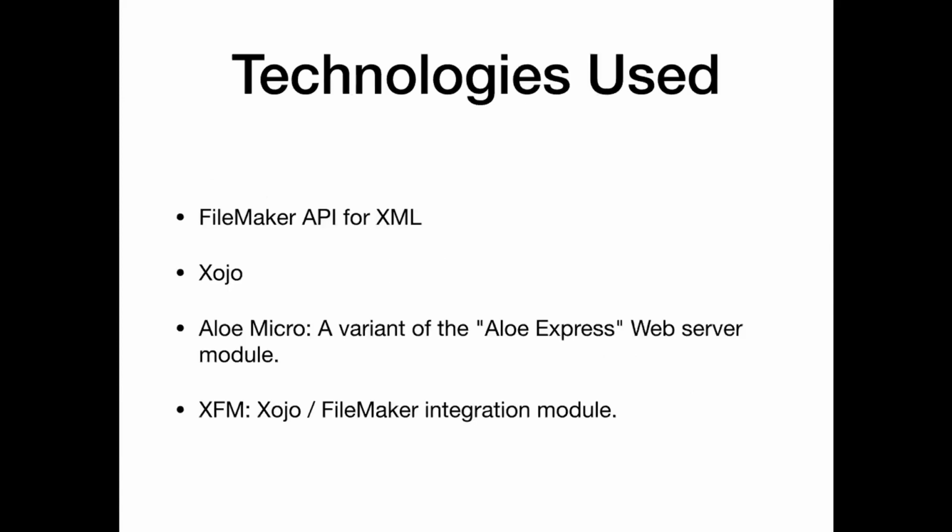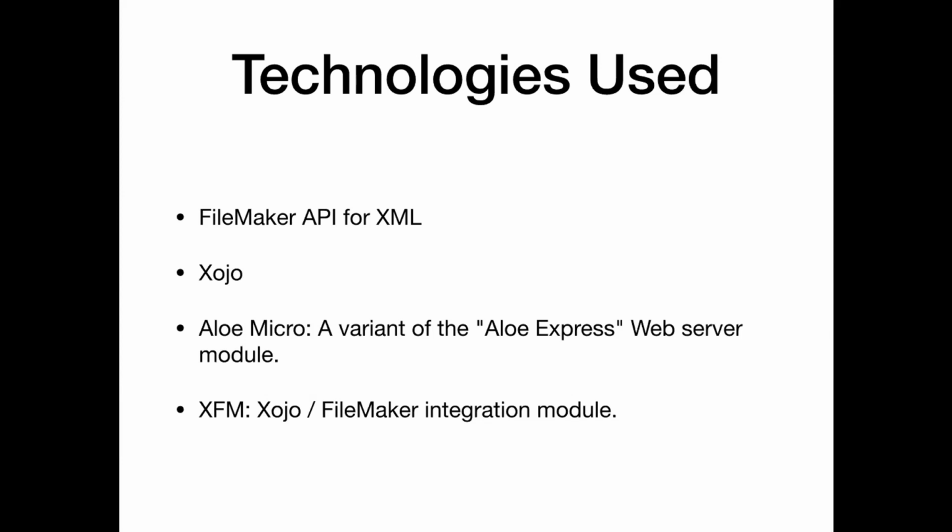giving you access to information about the database itself, which can be helpful depending on what you're doing. So the technologies that Temper was built on, obviously, I need a way to access the data in FileMaker, and so under the hood, it's actually making API calls using the FileMaker API for XML, which I'll talk about more in just a moment, why that's important. Again, it was built with Xojo, and inside of Temper, you'll find that there's a module called Allo Micro, which is essentially a sort of streamlined version of Allo Express, which is a web server module that I've released. The Allo Micro module is really sort of cut right to the bone in terms of what it can do. It is designed specifically for building APIs and microservices.